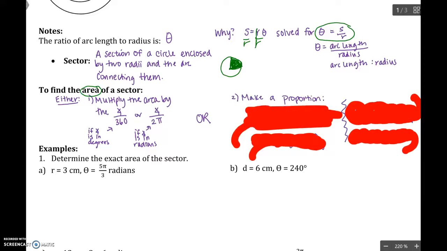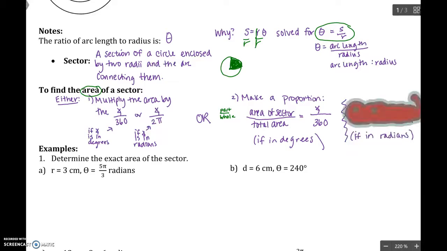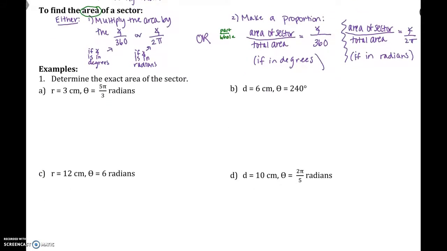Your proportion is going to use the concept of part over whole. If we are in degrees, then you're going to put the area of the sector, which is what you're looking for, over the total area, and that would equal the number of degrees out of 360 for the circle. If you're in radians, then it's similar. However, instead of being out of a total of 360, it's out of 2 pi, because 2 pi is equivalent to 360. Both ways will work. It really just depends on what you're given and how you want to do the problem.